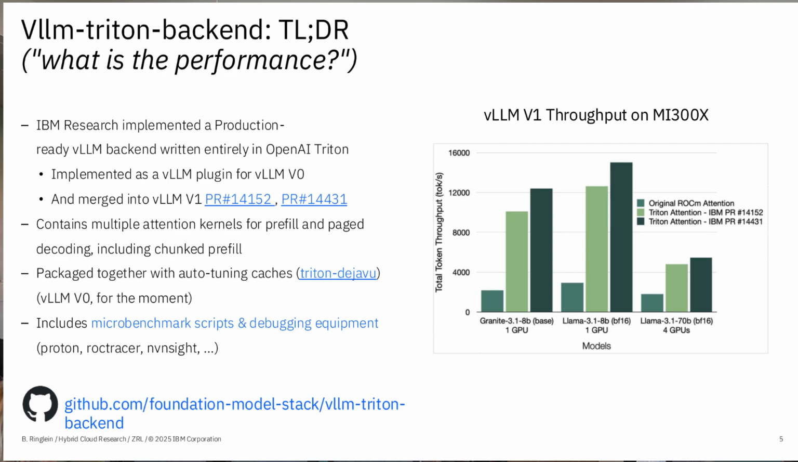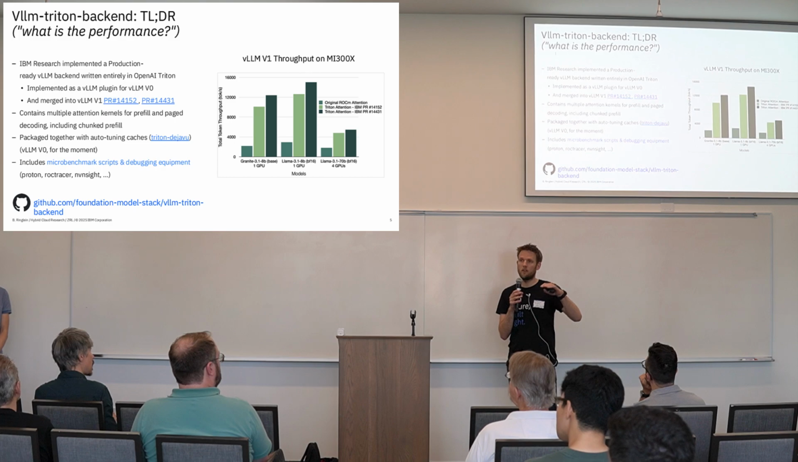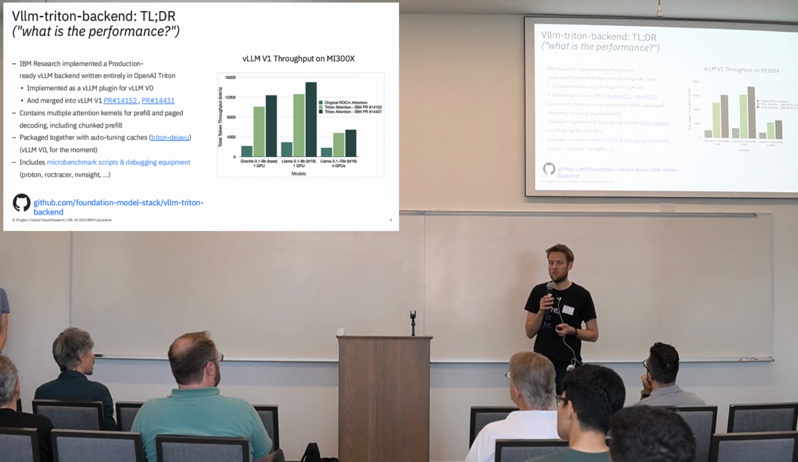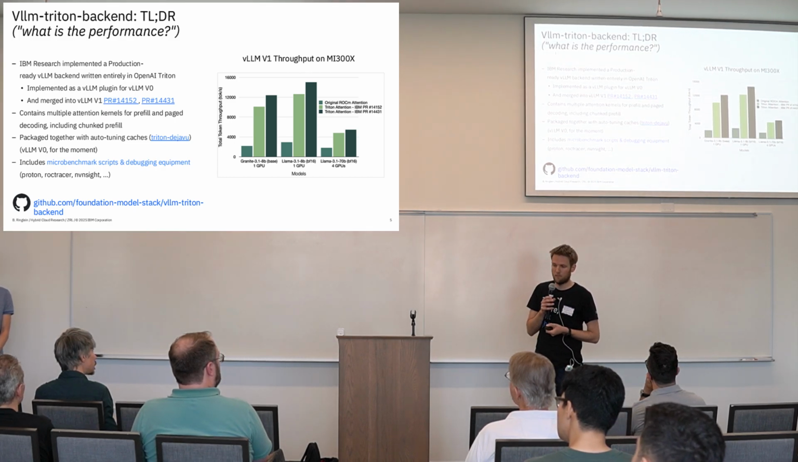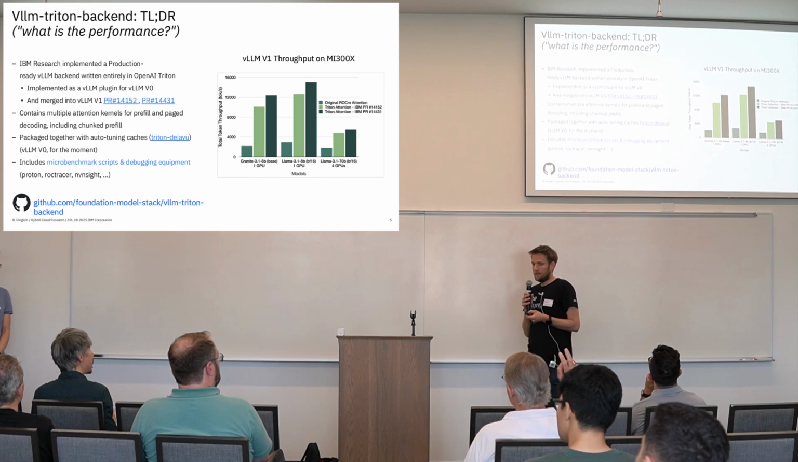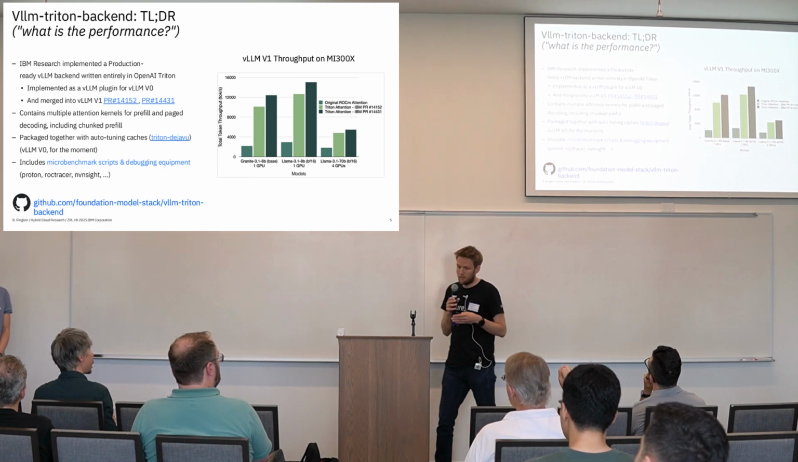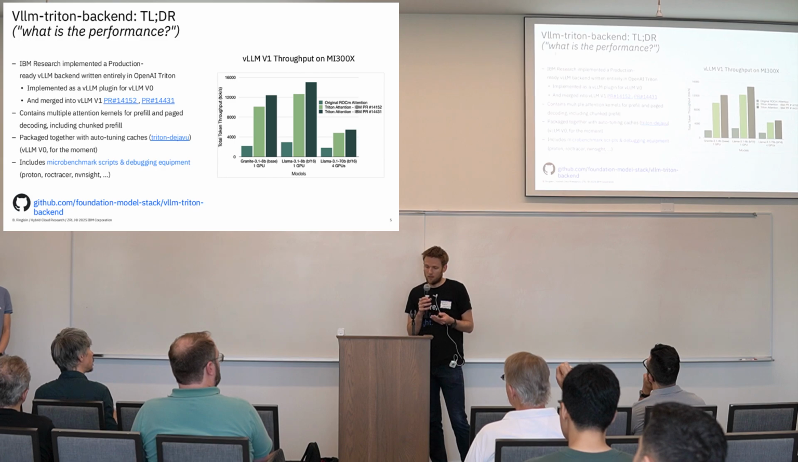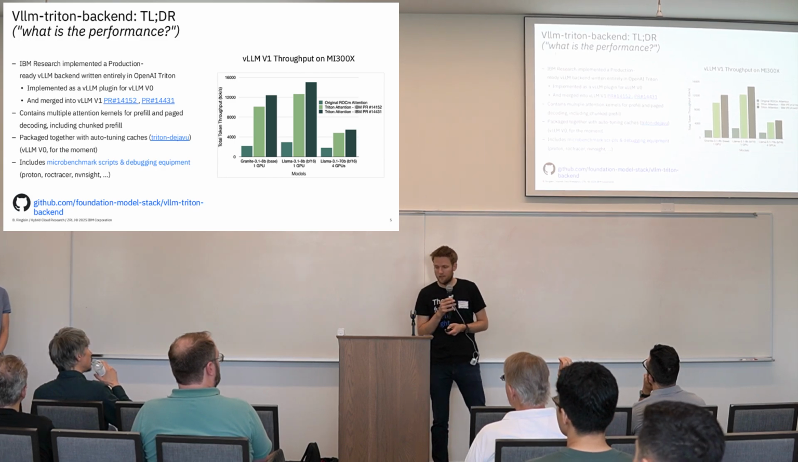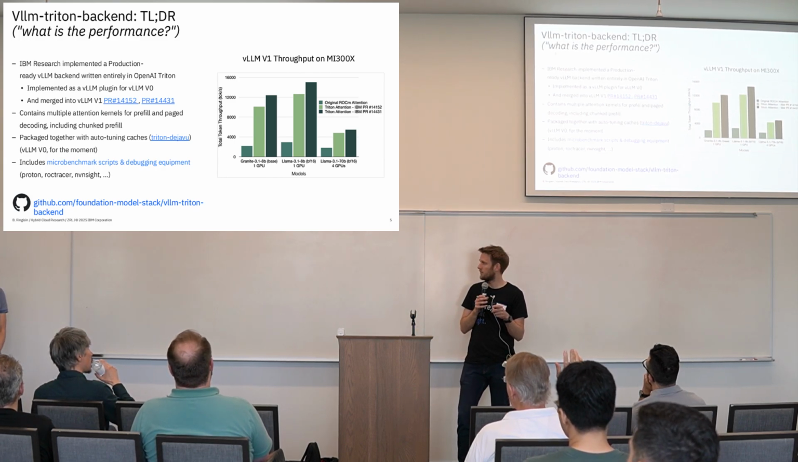It contains multiple kernels and also is shipped with autotuning. So you will learn in a few minutes that you need autotuning for Triton in order to be performant and portable across platforms. And we've taken care of that, so we ship the autotuning configurations for the kernels we use in this backend, especially the flash attention prefill code. This backend also includes all the microbenchmarking and debugging environment that's necessary, and you can find it on GitHub at this beautiful URL. I guess we do questions in the end, or now?